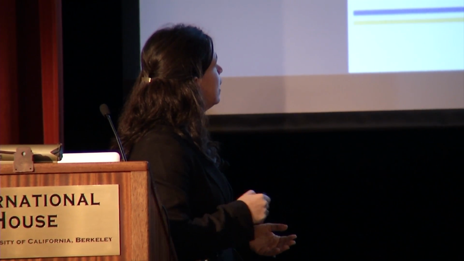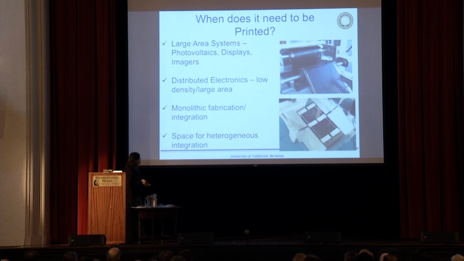Of course, I told you that the holy grail is monolithic fabrication, but I believe that there is space for heterogeneous integration, where you use printing to deposit certain devices, and then you can always add silicon ICs where you need the fast computing, where you need the fast electronics, which is not easy to use right now with printed electronics or flexible electronics per se.